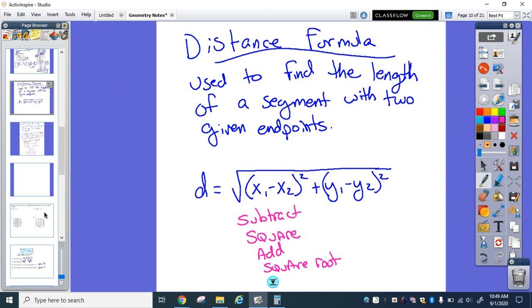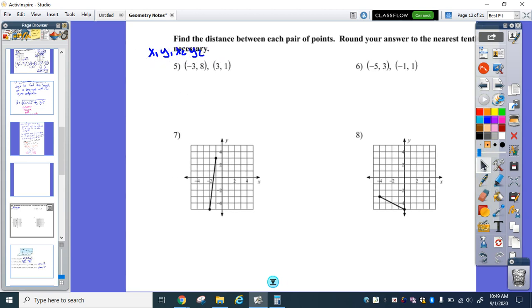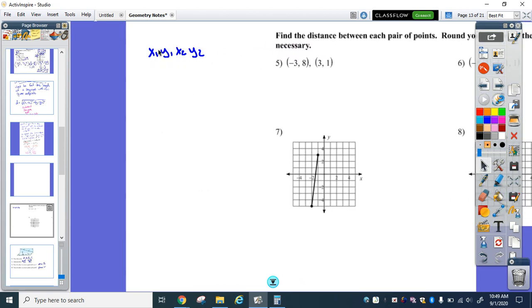So let's take a look at some problems here. When we find the distance between each pair of points, they say to round our answer to the nearest tenth if necessary. So again, like we did with midpoint formula, I'm going to suggest that you go ahead and label your points x1, y1, x2, and y2. Now I'm going to slide this whole thing over a little bit so we can work over on the side here and have some space.